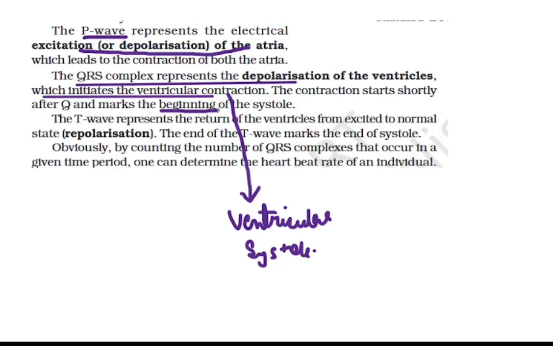So just underline this part: they are saying it marks the beginning of the systole. So there can come a question like which complex marks the beginning of systole. You will go with the QRS complex. Then the T wave represents the return of the ventricle from the excited to the normal state, that is, repolarization of the ventricle. The end of the T wave marks the end of systole. So you can also learn this line from here. These are the important points. Now moving to the next question.